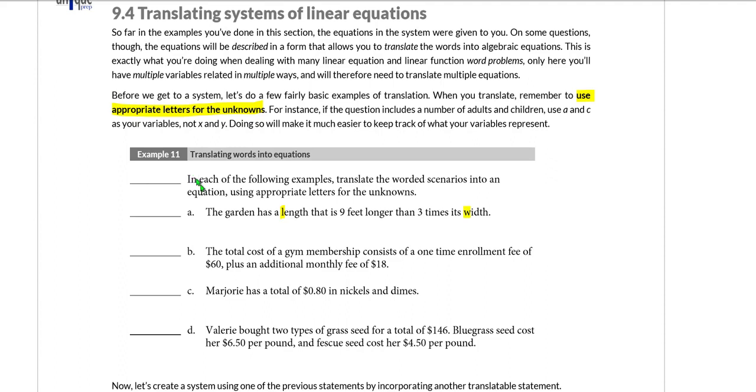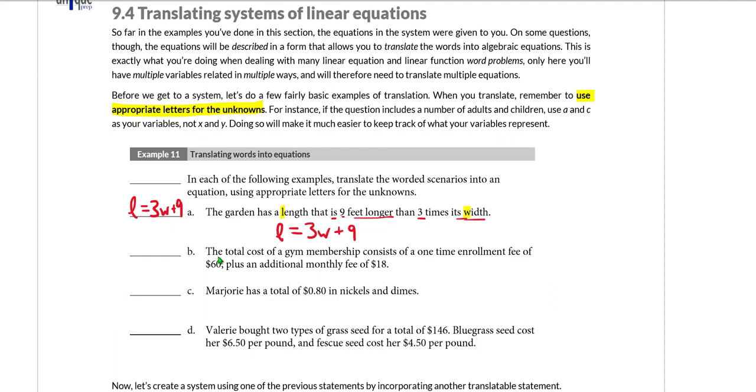So in 11a, the words say that a garden has a length that is 9 feet longer than 3 times its width. So that translates into length, L, is 9 more than 3 times W. So 3 times W, and 9 more than that would be plus 9. We also could have done 9 plus 3W. That would have been fine. So this is L equals 3W plus 9. We have just translated those words into a linear equation.